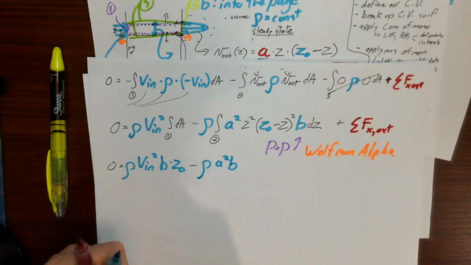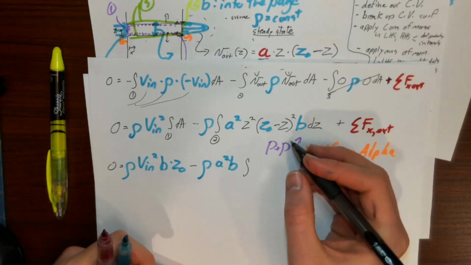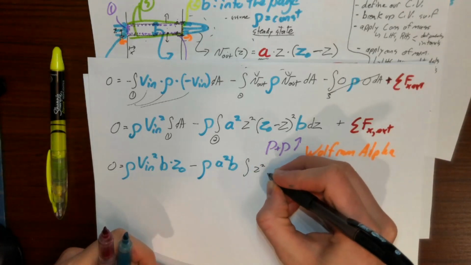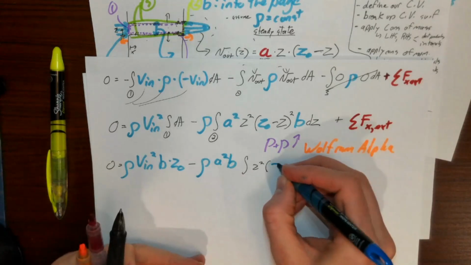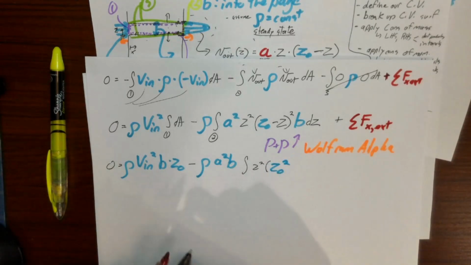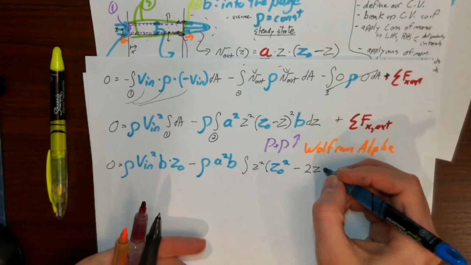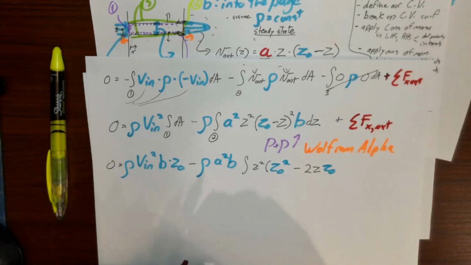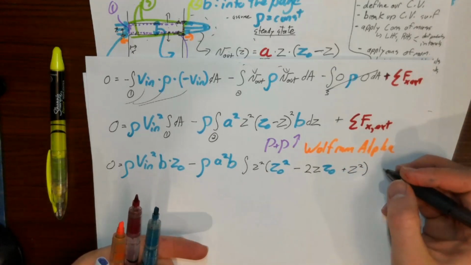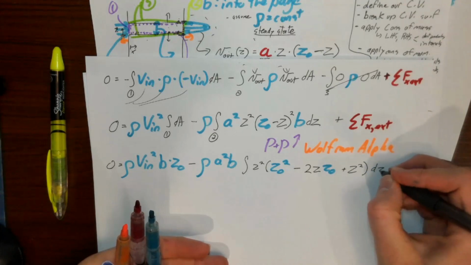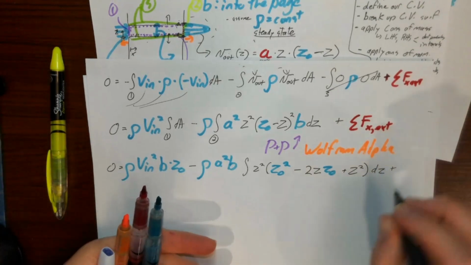and then we have an integral of z squared, and we can FOIL this first bit, so we'd get z naught squared minus 2z z naught plus z squared dz, and we still have our sum of external forces.